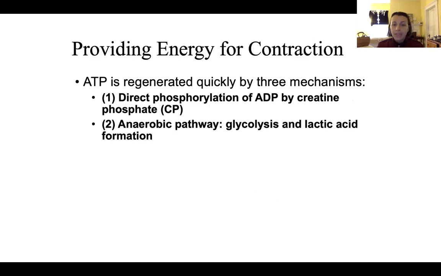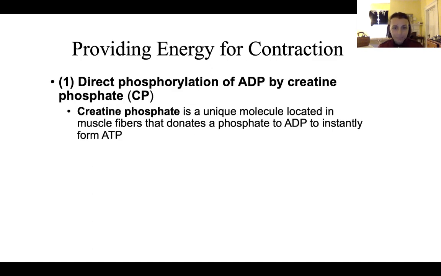Number 2 is the anaerobic pathway. So without oxygen, we have glycolysis and lactic acid formation that in this anaerobic pathway, we generate ATP, just a little bit. The most ATP is generated through the 3rd way, which is the aerobic pathway. So now let's look at each of these.